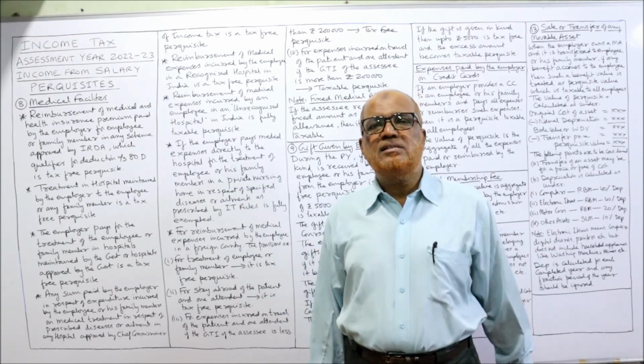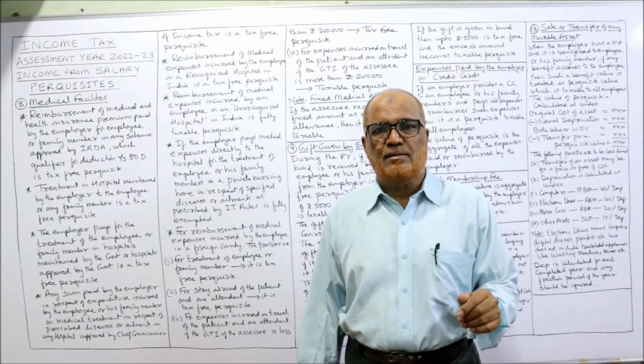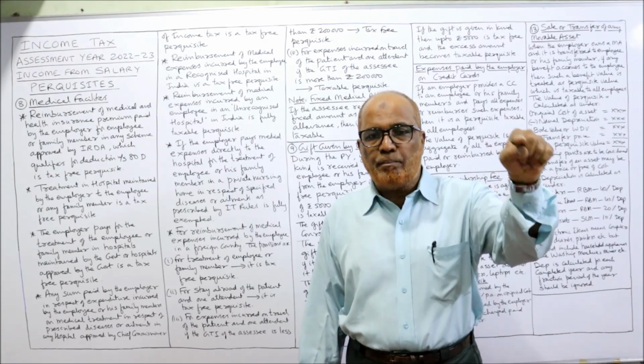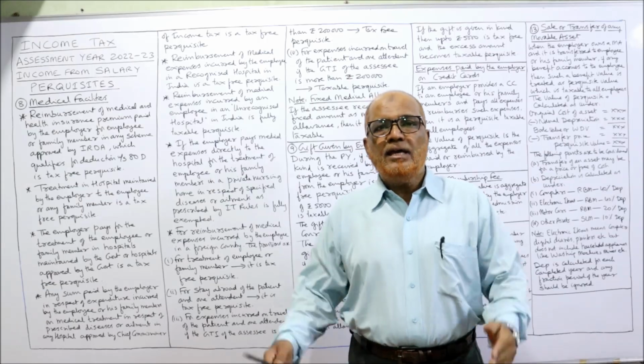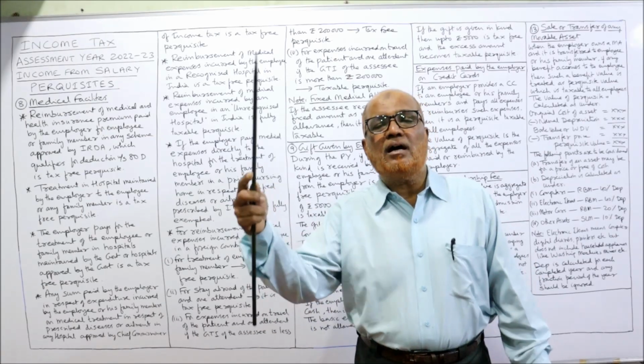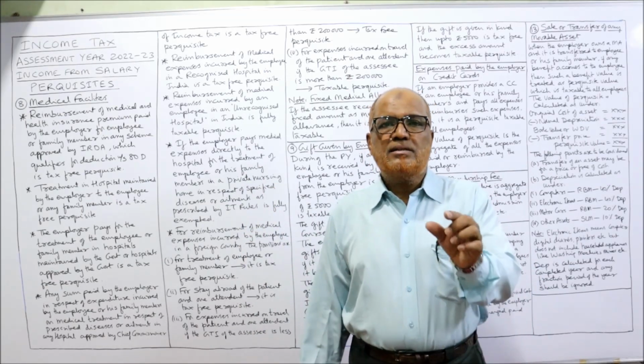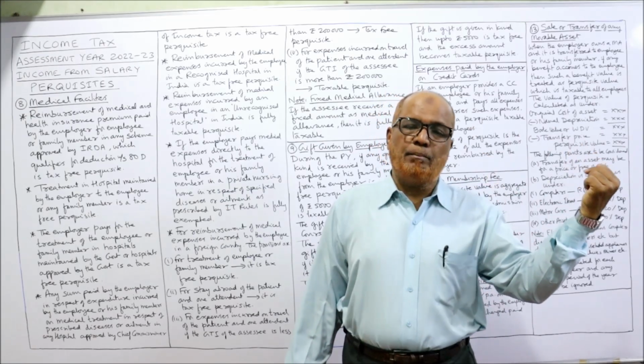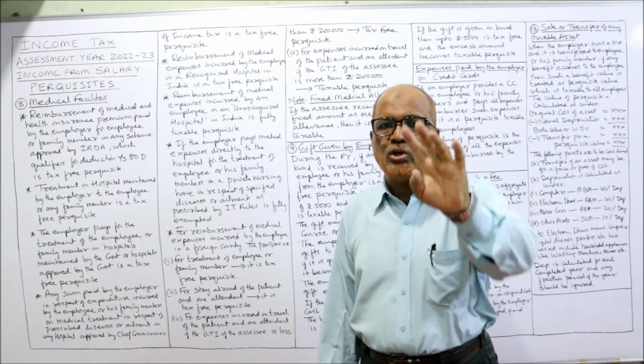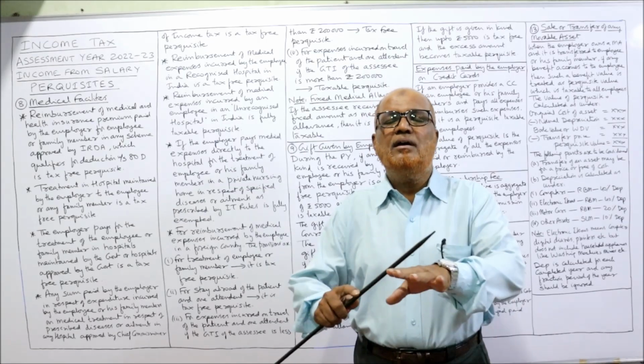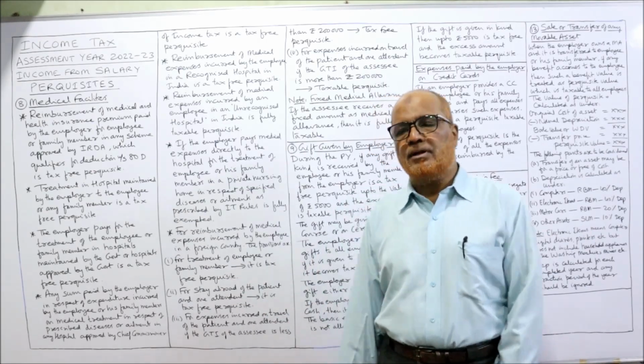Example, Mr. X is suffering from a specified disease which is prescribed by the Income Tax Act. He is getting the treatment in an unrecognized hospital, but the bill is directly paid by the employer to the hospital. In that case, it's a tax-free perquisite, exempted.